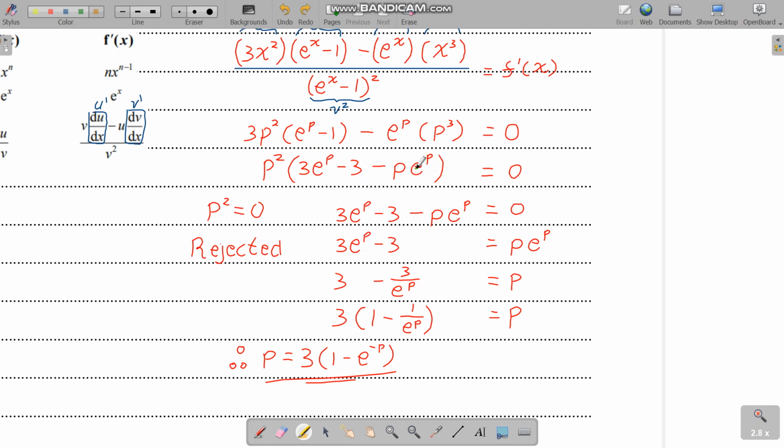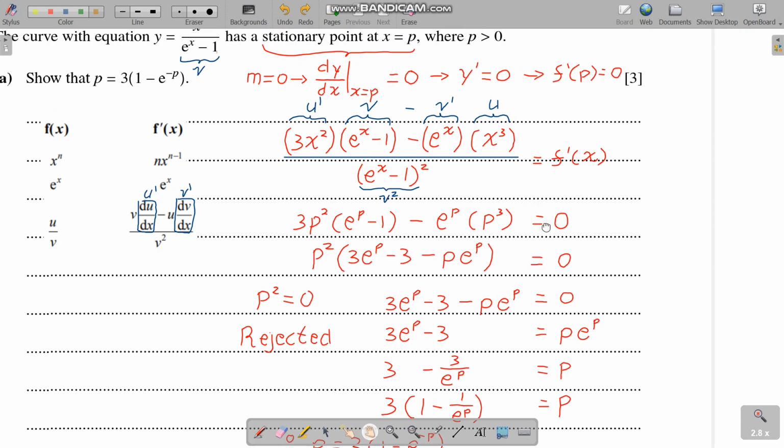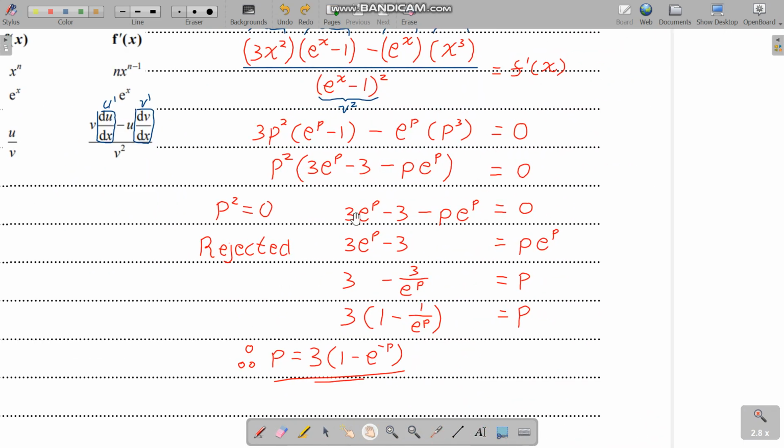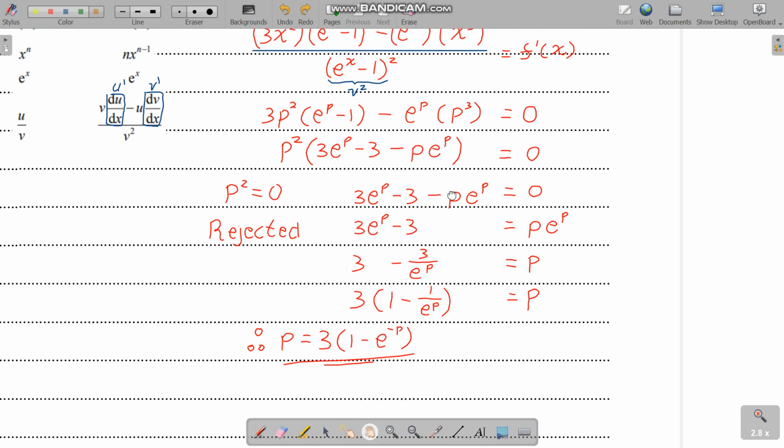Now we have a multiplication, so we use the zero property: a times b equals 0 means a equals 0 or b equals 0. If p squared is 0, then p is 0. Why is 0 rejected? Well, p must be positive, p cannot be 0, that's why it's rejected. Now for the other factor equals 0, we have to rearrange to get the equation we need to prove.